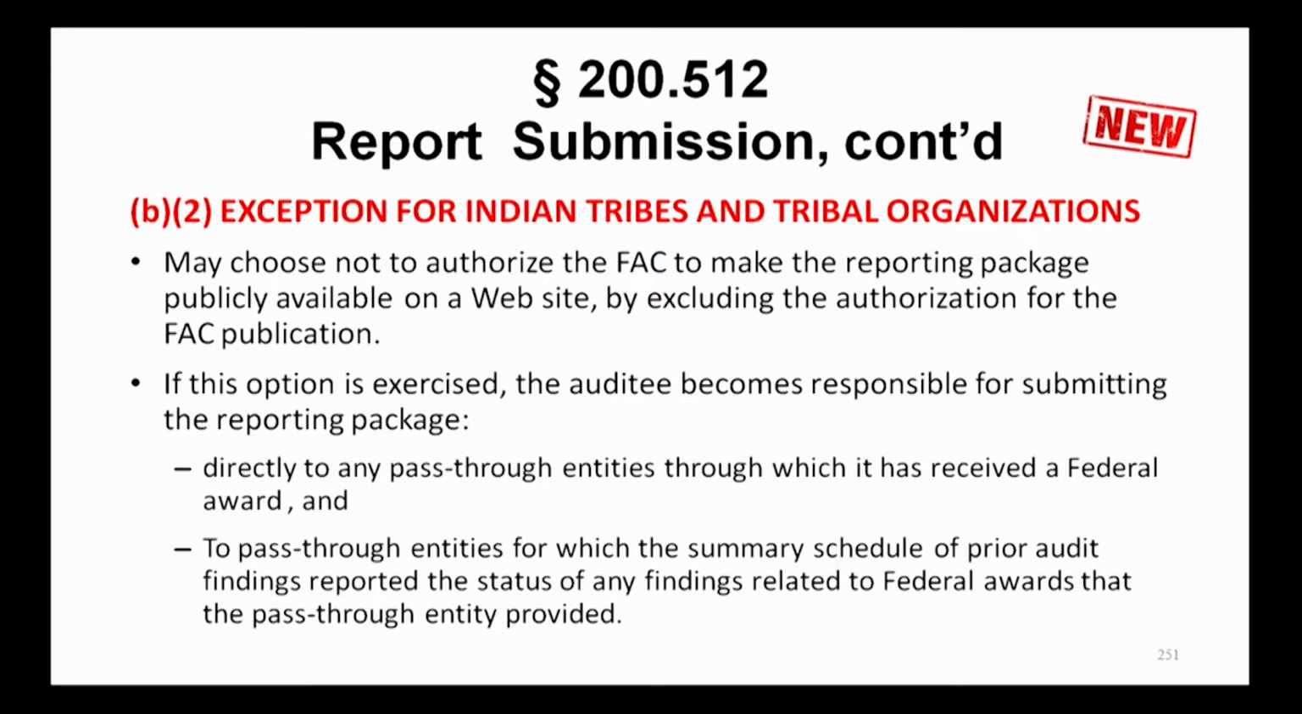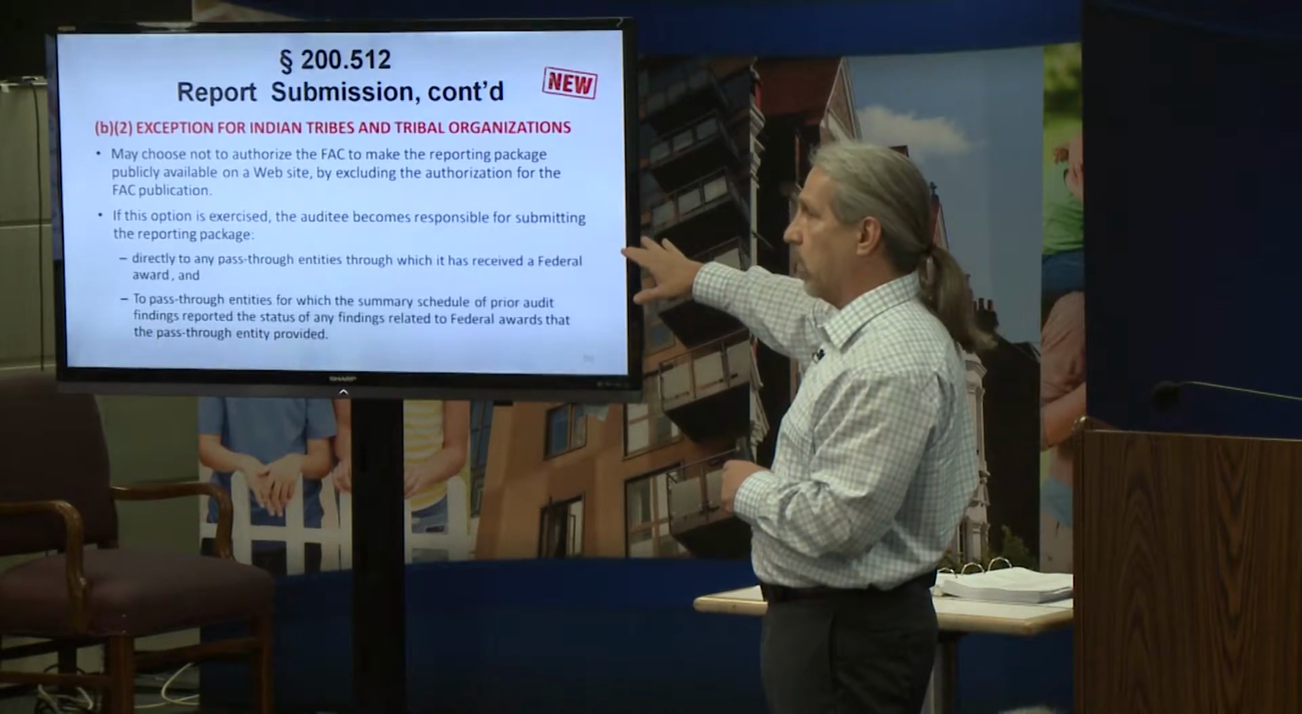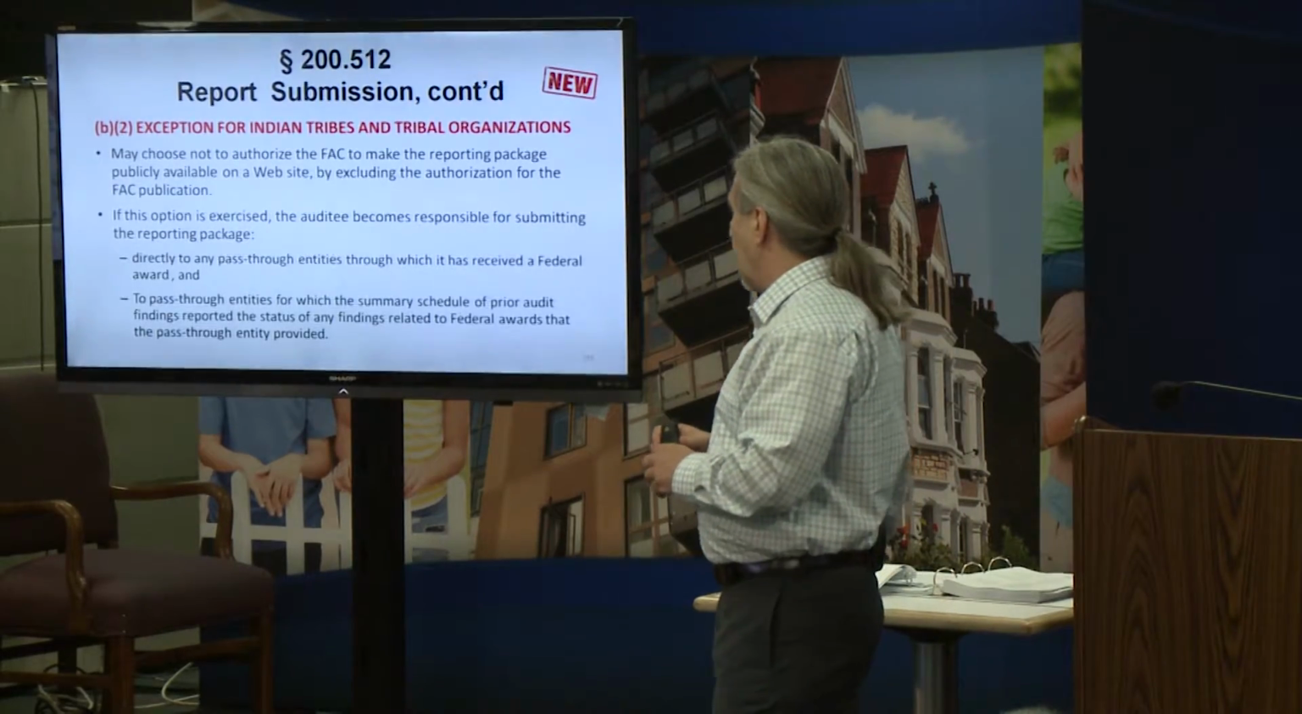So the requirement here is we are required to submit our audit to the Federal Audit Clearinghouse. It's made public on the Federal Audit Clearinghouse website. You can go to that website anytime, click in your tribe, and you can see all the audits, the summary of the statements of those audits, and what findings you had, etc. So the tribe has the exception here, and may choose not to authorize the Audit Clearinghouse to make the reporting package publicly available on a website by excluding the authorization for the publication.